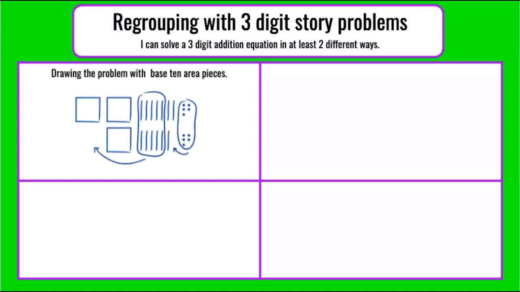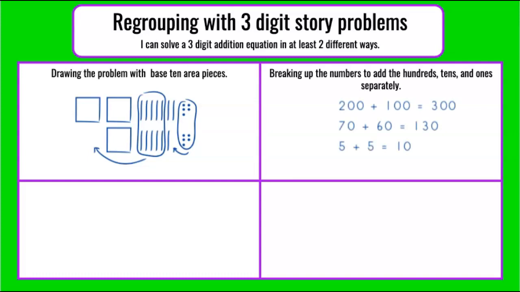The first one is drawing the problem with base 10 area pieces. We know how to do this. Remember, a hundreds piece is just a square. All of our tens pieces are lines, and our ones pieces, they're just little dots. We know how to do that to help us solve problems.